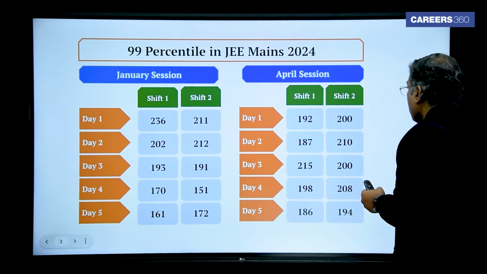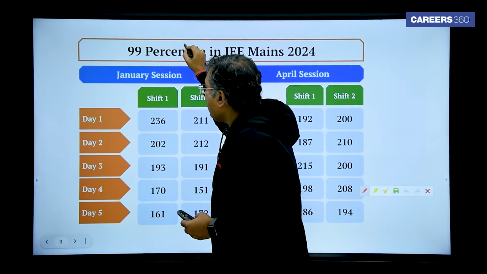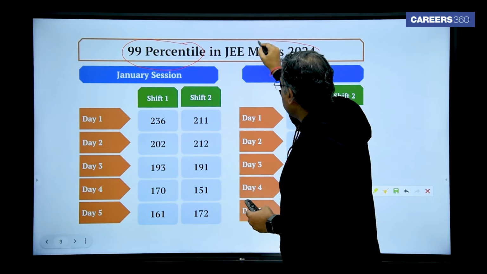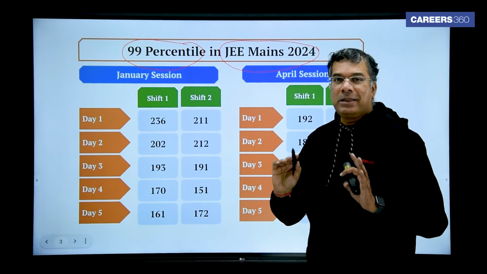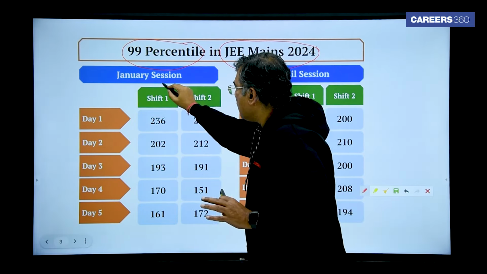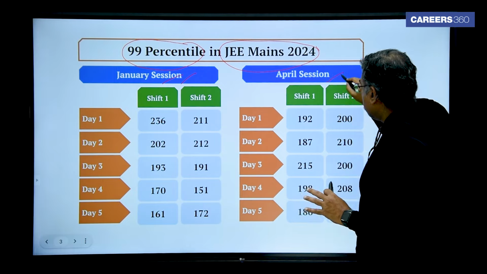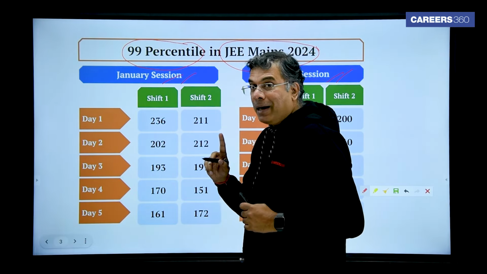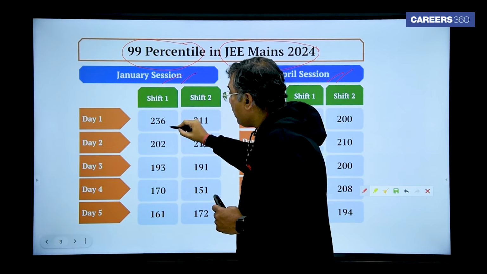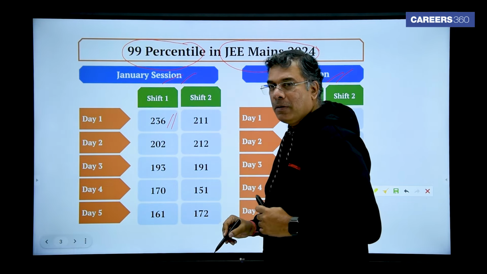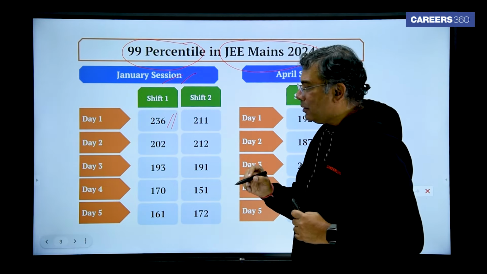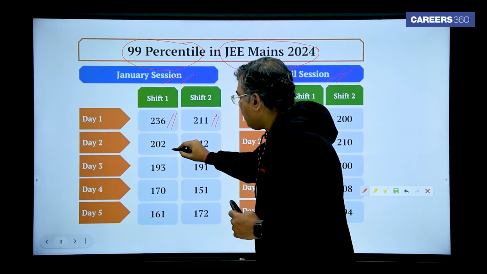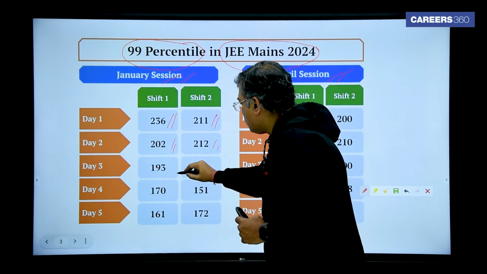Look at a student who got 99 percentile in the JEE Mains of 2024. So we're talking of last year, and both the January session and the April session. In the January session, for the student who got 99 percentile, in shift 1 it was 236 marks out of 300. In shift 2 it was 211, and then on day 2 it was 202 and 212, and so on and so forth.